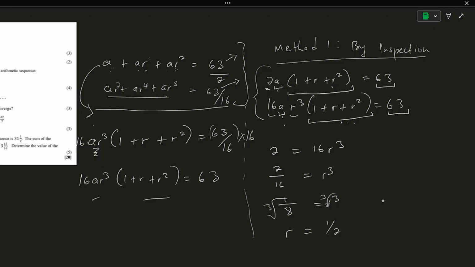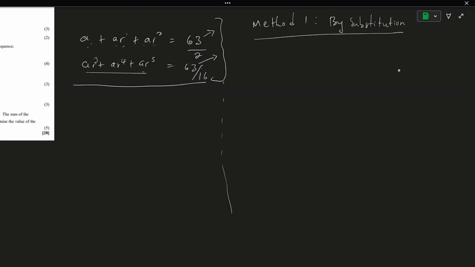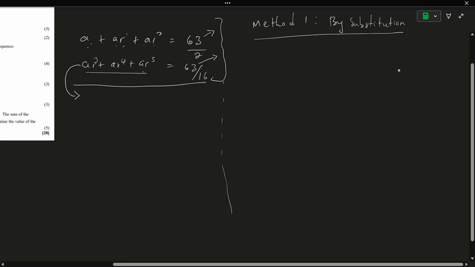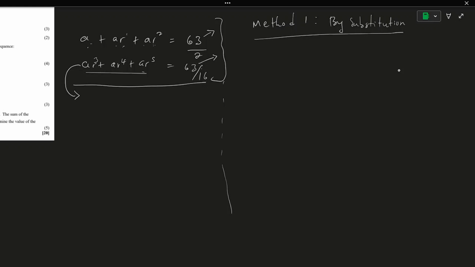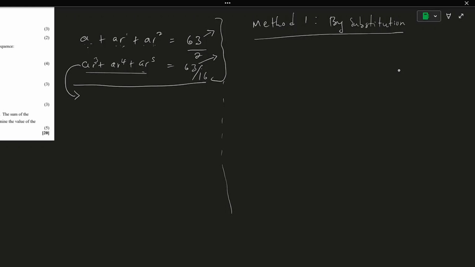Let me erase some of the stuff that is in here. All right, so if we are going to solve by substitution, we need to make a few changes to the second equation. You see this equation? I want us to leave the first equation alone. Let's just leave it like that. Now, I want us to make the second equation similar to the first equation. So what do I mean by that? As you can see, in the first equation, we have A, we have AR, and we have AR squared. So how can we make the second equation similar in this sense, right?